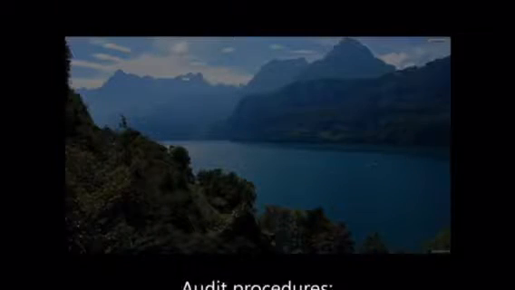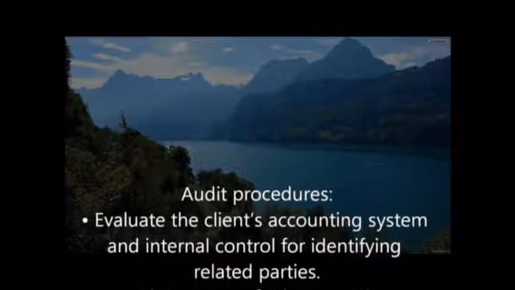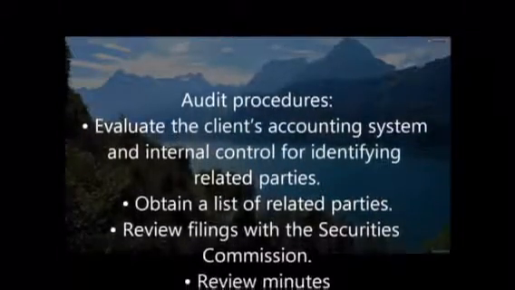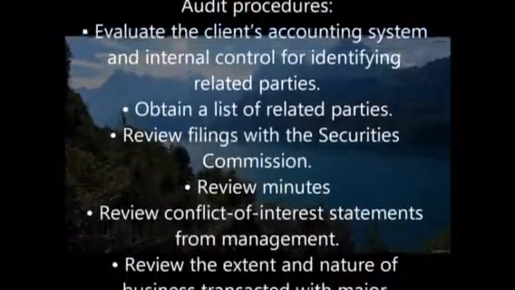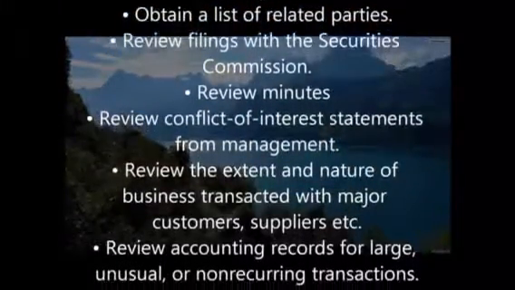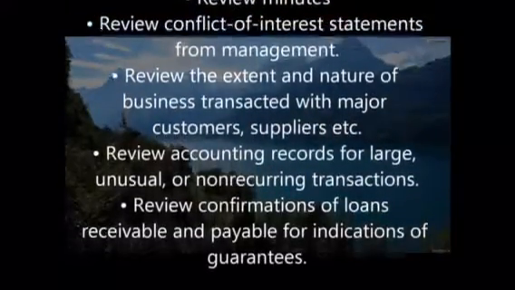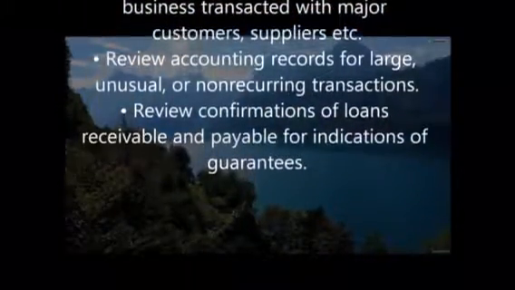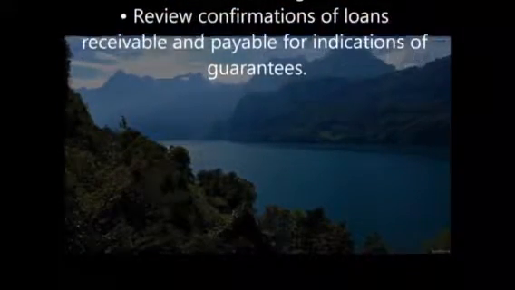Identify the intergroup transactions. Audit procedures are to evaluate the client's accounting system and internal control for identifying related parties. Besides, obtain a list of related parties, review filings with the Securities Commission, review minutes, review conflict of interest statements from management, review the extent and nature of business transacted with major customers, suppliers, and so on, review accounting records for large, unusual, non-recurring transactions, and review confirmation of loans receivable and payable for indication of guarantees.